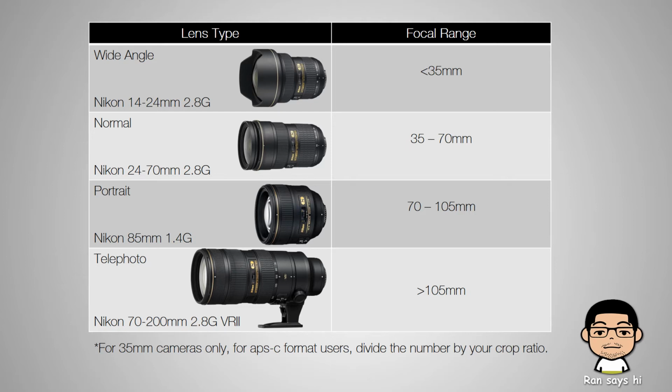You have to remember that all these millimeters I listed here are for 35mm cameras only. So if you're using a DX format, that's an APS-C format, you need to divide the numbers by your crop ratio. For example, Nikon users divide by 1.5, and Canon users divide by 1.6.